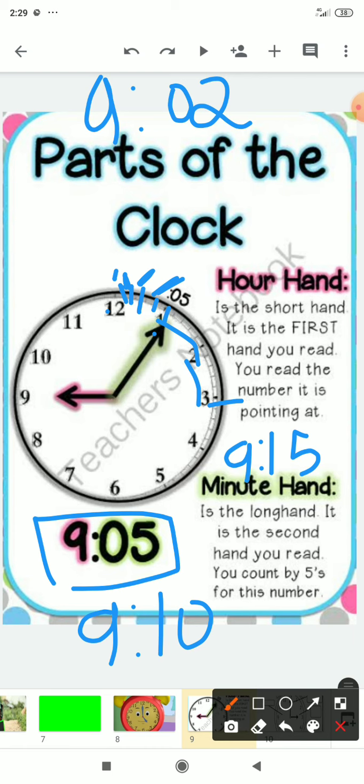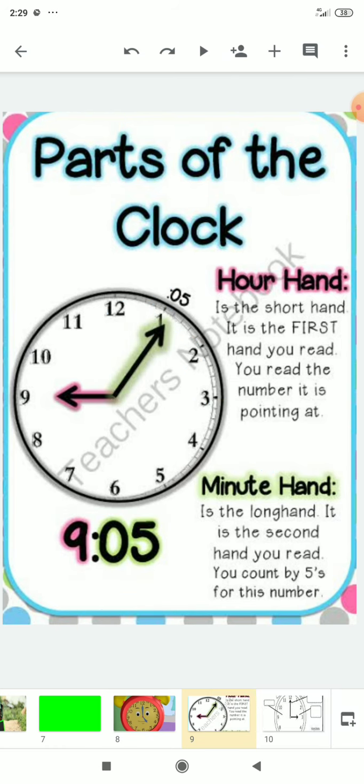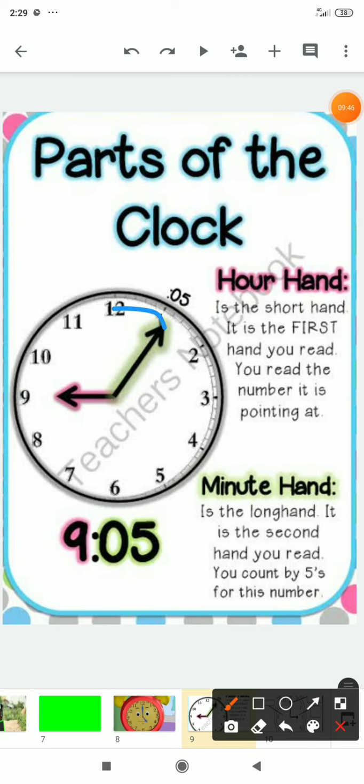So when the long hand, that is the minute hand, starts moving from one number to the next number, and when it reaches the next number, it means 5 minutes are over. Okay, so when it goes from 12 to 1, it becomes 5. Then 1 to 2, it becomes 5. Then 2 to 3, it becomes 5. When 3 to 4, it becomes 5. When 4 to 5, it becomes 5.